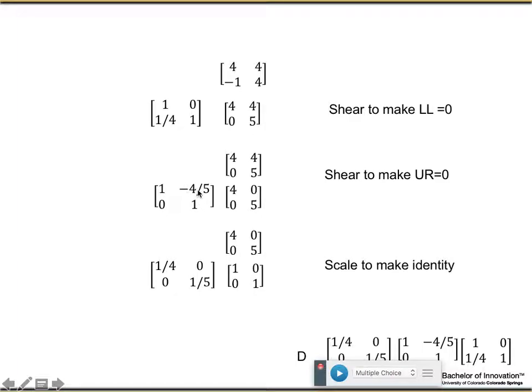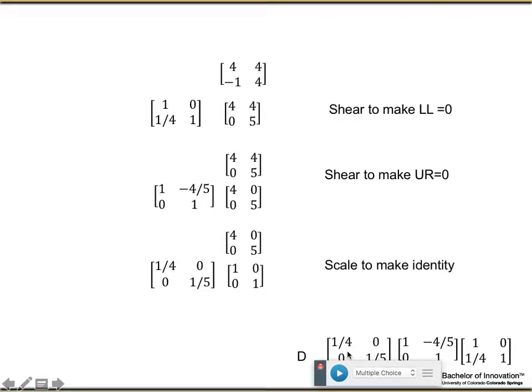Where did I get the 4/5 from? Well, looking at this column, I have to multiply the bottom one by something and add it to the first one. So 4 minus 4/5 allows this to cancel out, and I get 4, 0, 0, 5 as the next stage. And for the last one, I want the identity matrix, so I have to scale by 1/4 and 1/5 to multiply the diagonals to get them back to 1, 1. So that gives me the answer D, where each of these matrices is then written out.